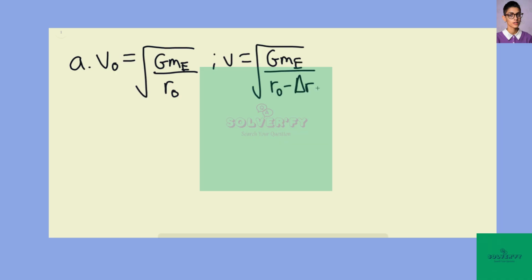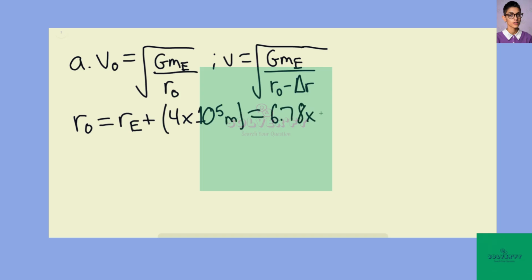distance, minus delta r, the distance that you were brought back, or rather the distance that you traveled in the direction of the center of Earth. So we can say that r sub o is going to equal simply the radius of the Earth plus however far you are off the surface, so 4 times 10 to the 5th meters, and this is giving us 6.78 times 10 to the 6th meters.